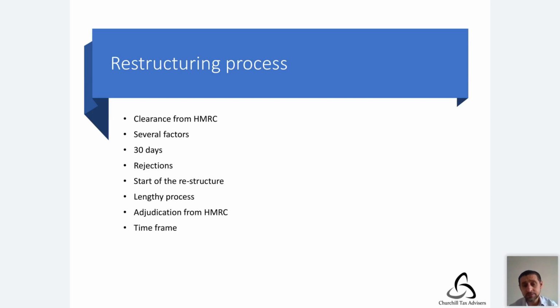Once you've had the clearance from HMRC that there are no tax implications, there are different types of clearance at HMRC. There's a statutory clearance application, and there's a non-statutory one. We normally go for the statutory where it's relevant, but if it's not relevant, then we go for a non-statutory clearance as well. And once we have the clearance from HMRC, then we start the restructure.